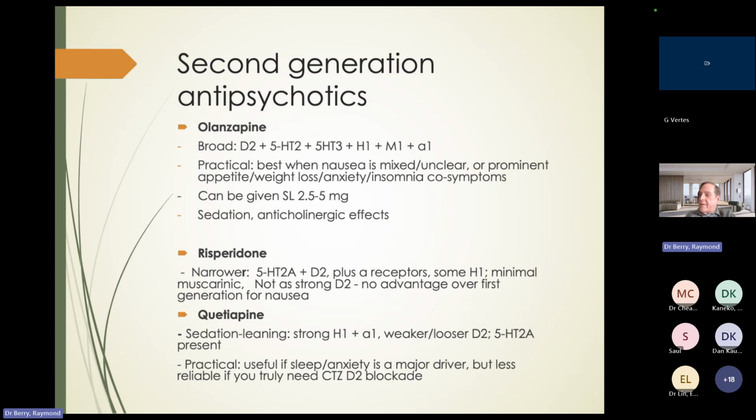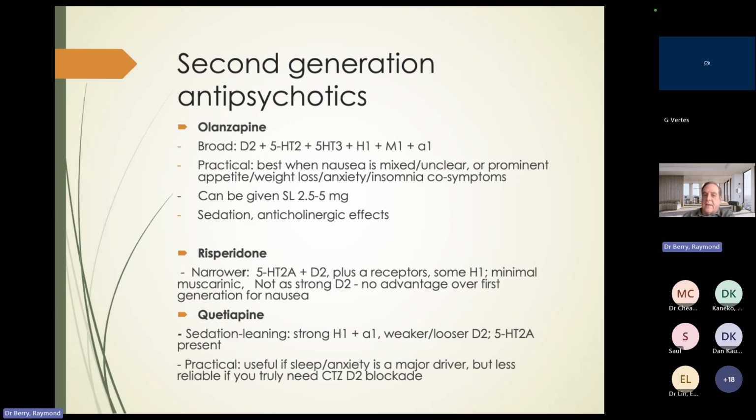There are the second generation antipsychotics, the so-called atypicals. The only one I think you need to know about, really the only one of this class that's useful, is olanzapine. I mentioned the others because they do work and you might see them, but olanzapine is the one that people reach for. It's very, very broad in its receptor blockage. In some ways that's useful because although we try to target, and if we can target dopamine blocking, that's preferable, sometimes you want to block everything.